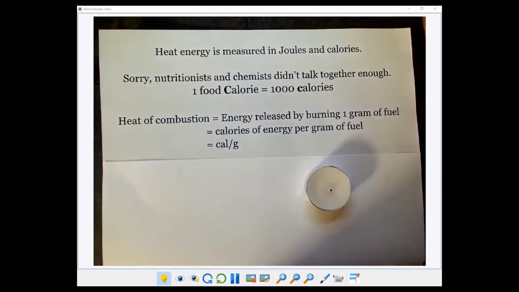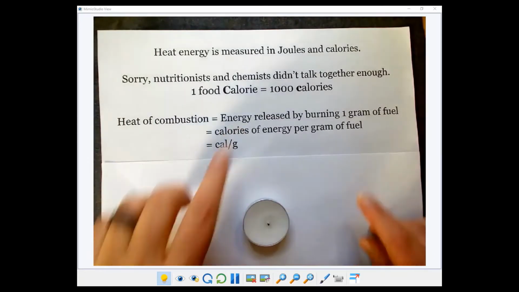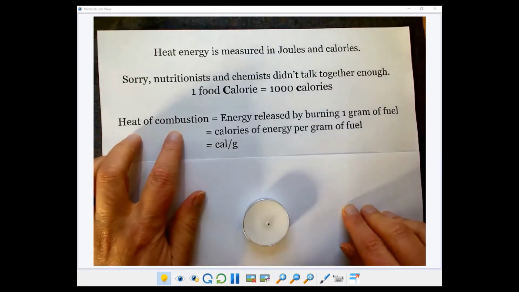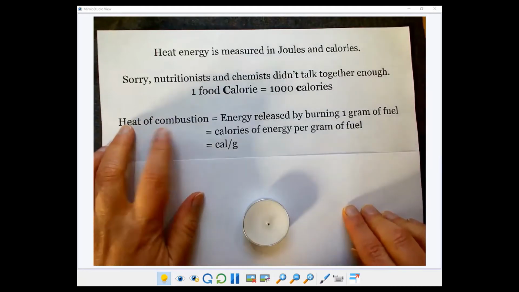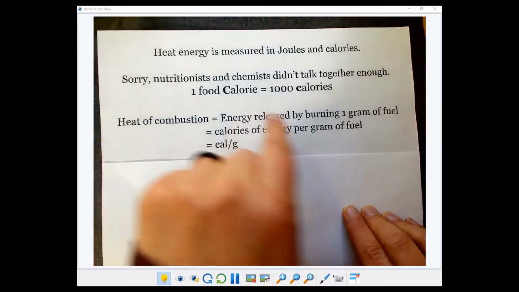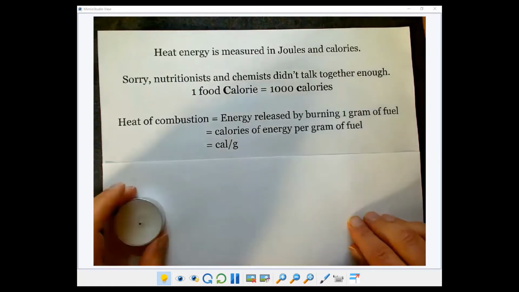The amount of energy that is released by burning 1 gram of fuel is the heat of combustion. So does that make sense? The heat that you get from combustion, the heat of combustion, is the energy you get by burning 1 gram of your fuel. And so let me just show you what that looks like.